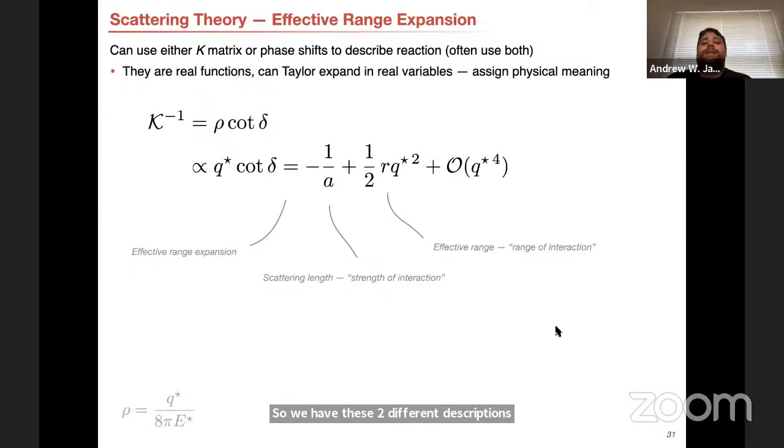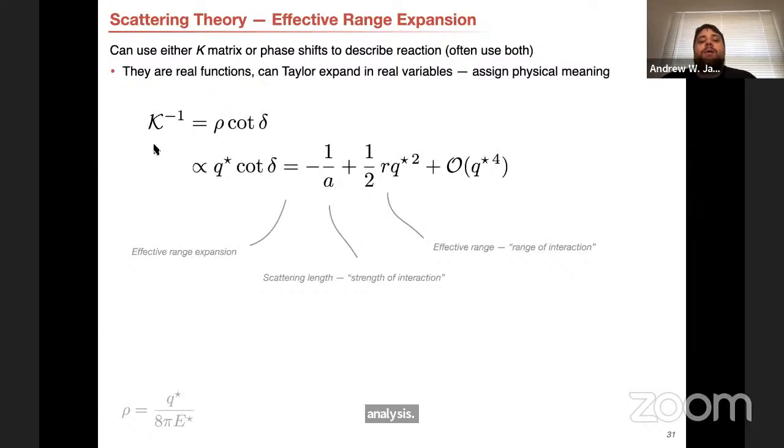So we have these two different descriptions. Often you can use in some analysis either the K matrix or the phase shift to describe reactions. Often you use both. It's easier to parameterize one, say in terms of some fit parameters, and then the other one. And oftentimes you want to look at both of them to get some physical meaning out. So now we're going to start. We have this general K matrix function, which is related to the phase shift via this relationship here. Rho cotangent delta is proportional to Q star cotangent delta, because rho is Q star over 8 pi E star. So there's just some prefactor out here. How do we make sense of this function to use in some scattering analysis? Well, it's a real function.